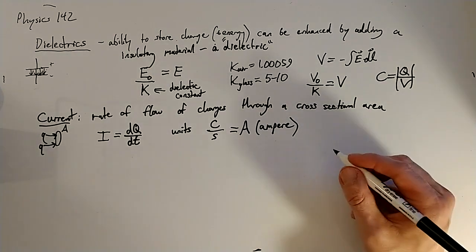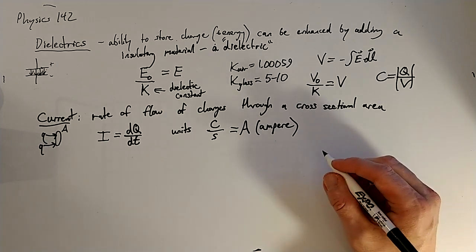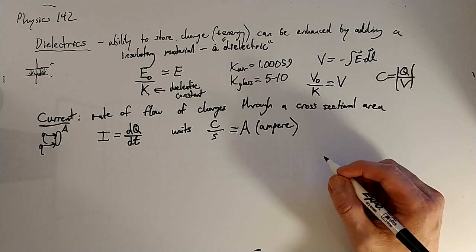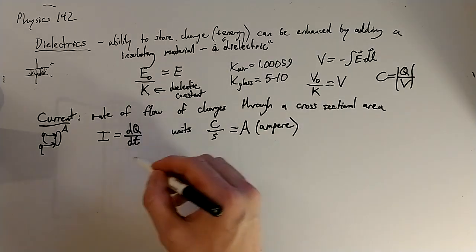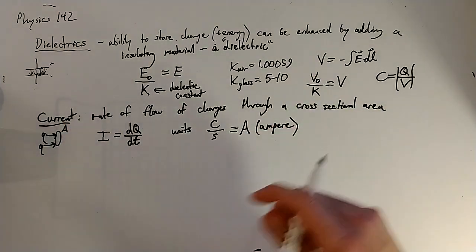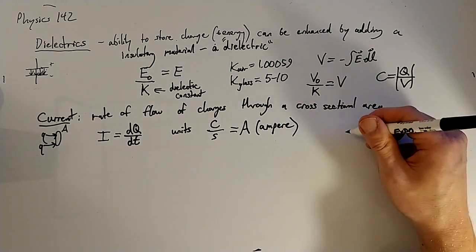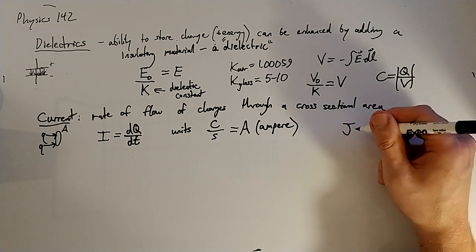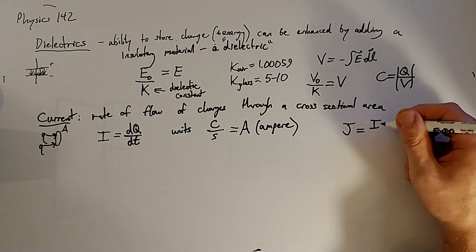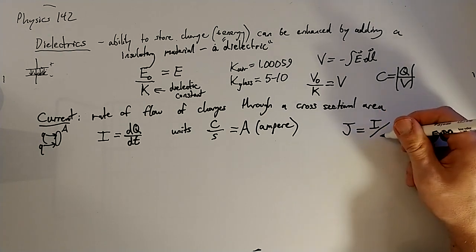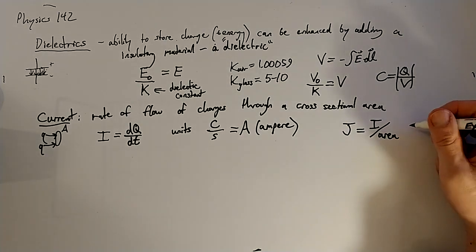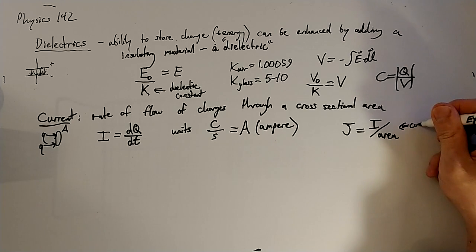I should make a couple other notes about current. Sometimes, rather than talking about current, people will talk about current density. You'll notice here we haven't taken into account the area. If you want to take into account the area that you're flowing through, then we talk about the current density, and we use the letter J for current density. J is going to be the current, dq/dt, divided by area.